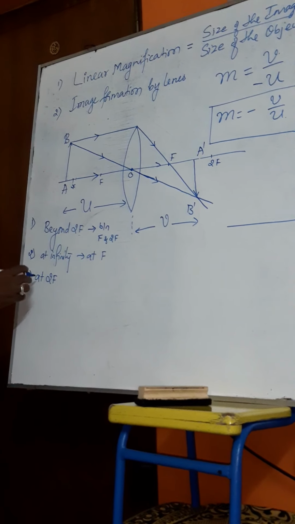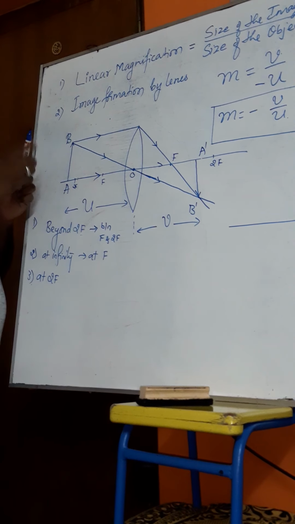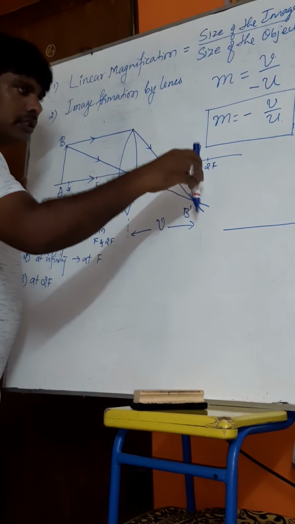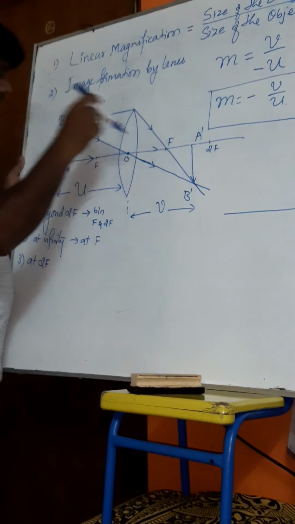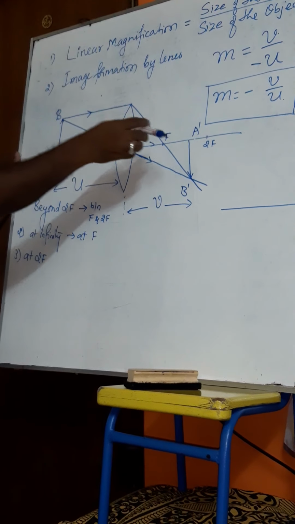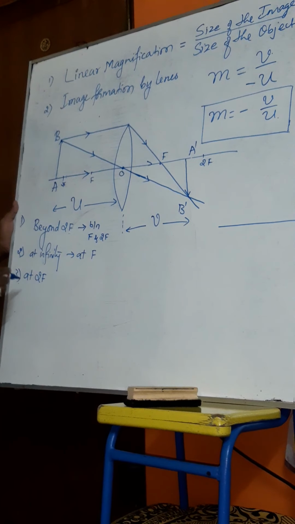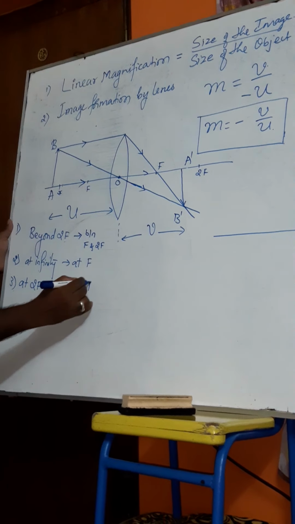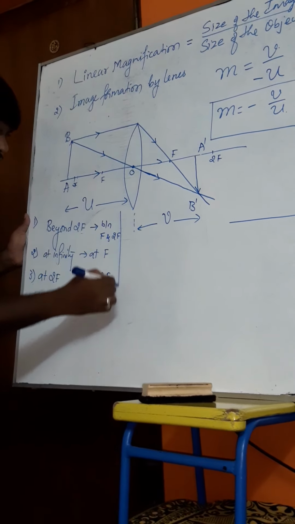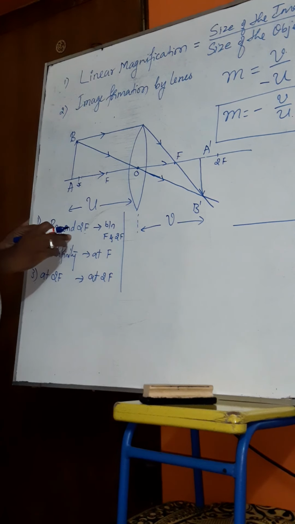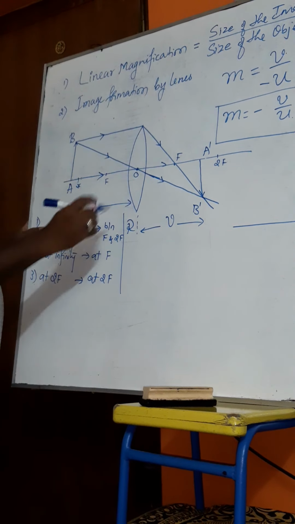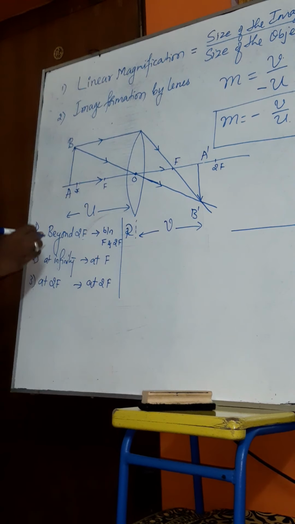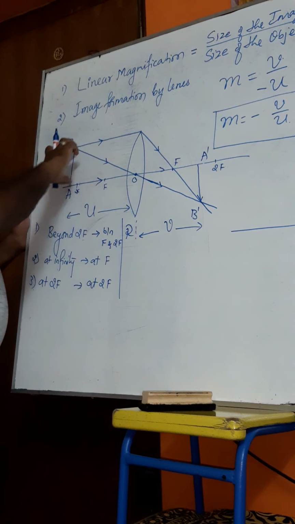Now, what happens here? Exactly on 2f, if I place the object here, the image is formed also at 2f only. So whatever the size of the object, the same size of the image is formed. So that's why at 2f, the image is formed at 2f only. What type of image is formed here? It is real. Real images are always inverted.